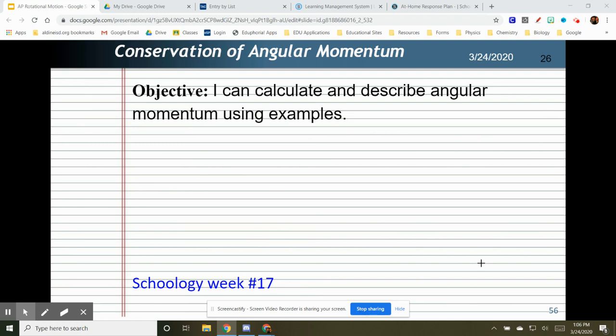All right, y'all, we have an objective today. We're going to work on the conservation of angular momentum. So our objective is: I can calculate and describe angular momentum using examples.